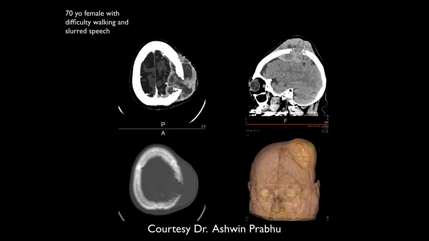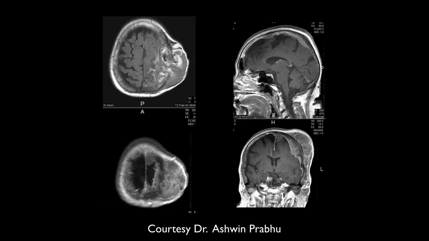70-year-old woman with difficulty walking and slurred speech. So there's a large lytic mass originating from the left, looks like parietal bone, with a large soft tissue component. It looks pretty aggressive. I'd be worried about some sort of sarcoma, chondrosarcoma maybe. Heterogeneous on T1, MFH.